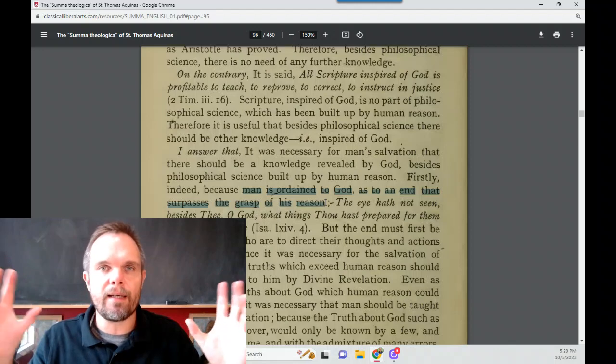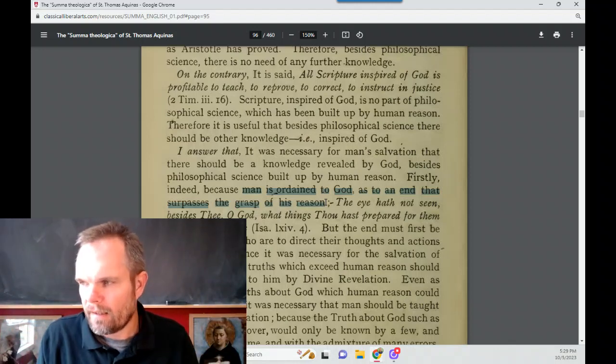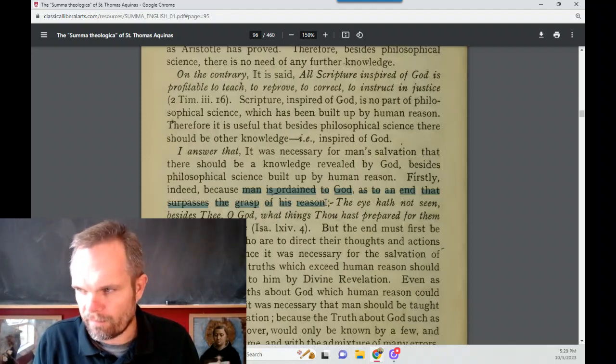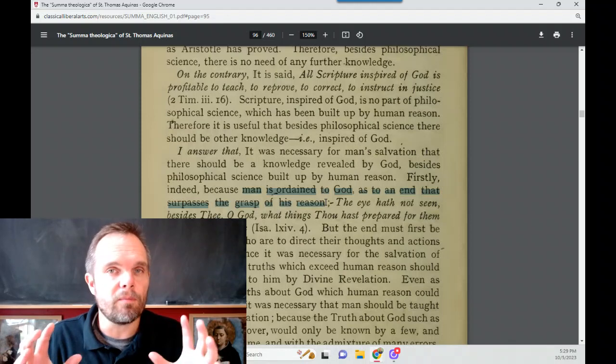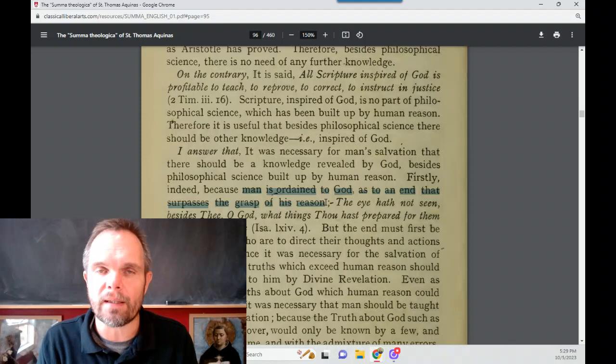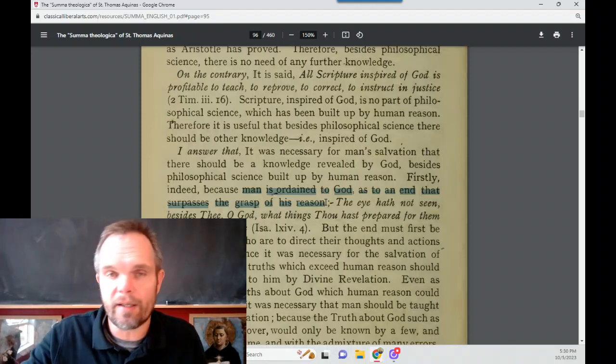So if we take that first premise, man is ordained to God as to an end that surpasses the grasp of his reason, even if we shorten it to "man is ordained to God," we now have a useful starting principle that we can use to answer all kinds of questions. That's what we're seeking when we try to answer that question and provide universals from St. Thomas's writings. So there's an example of one.